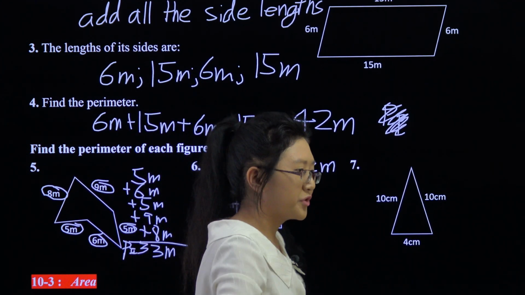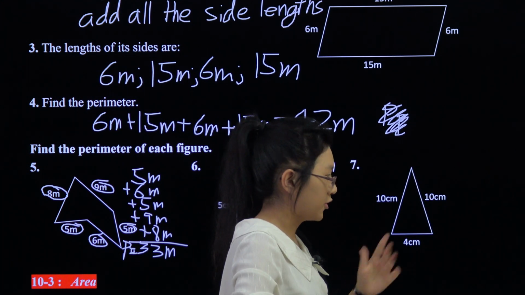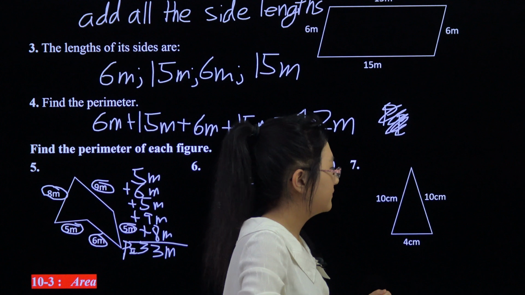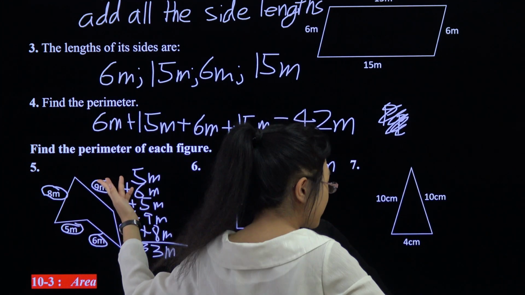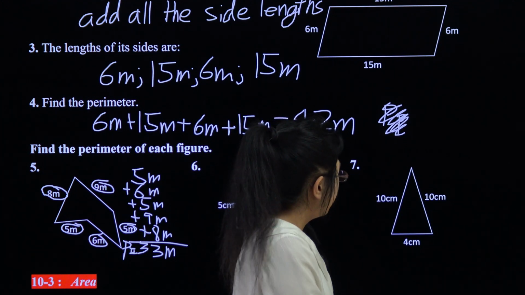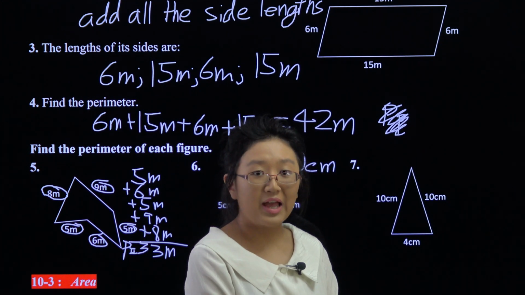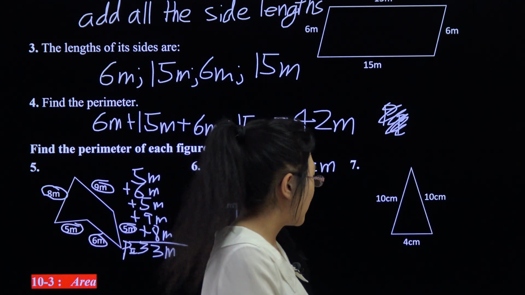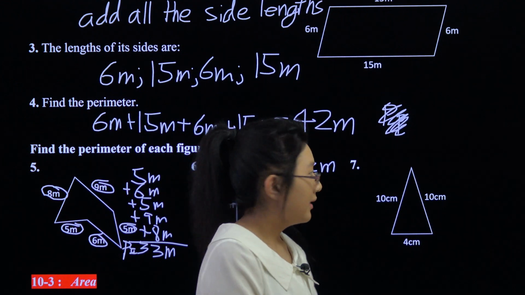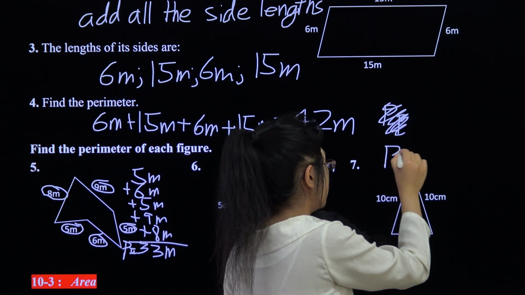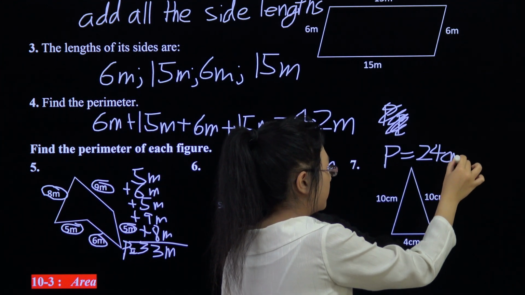Moving on to the last question. We have a triangle. There's 3 sides. We add up these 3 sides to find the perimeter because that's what we're supposed to do. 10 centimeters plus 10 centimeters plus 4 centimeters. 10 plus 10 equals 20, and 20 plus 4 equals 24. That leaves us with perimeter equals 24 centimeters.